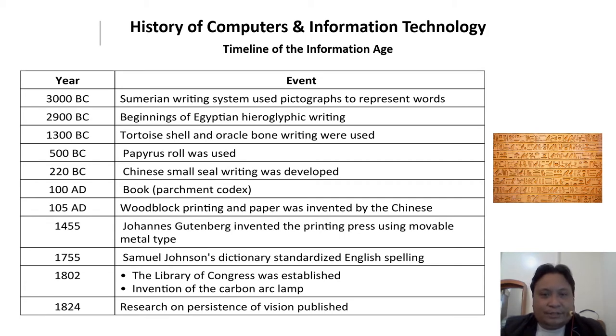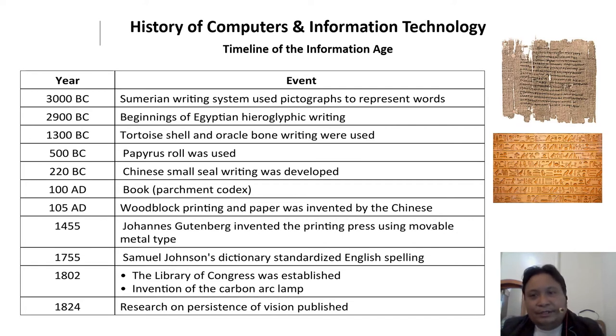Next one is the papyrus roll. It's made from the skin of an animal. It's used as a writing material. Then the Chinese created the small seal writing. And the book, the parchment codex, the woodblock printing and paper were invented by the Chinese.